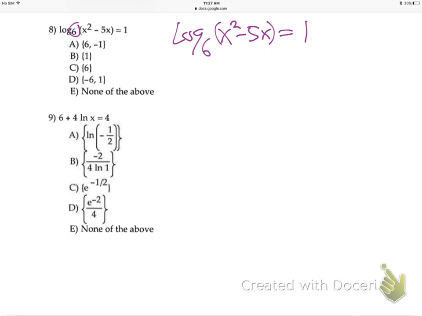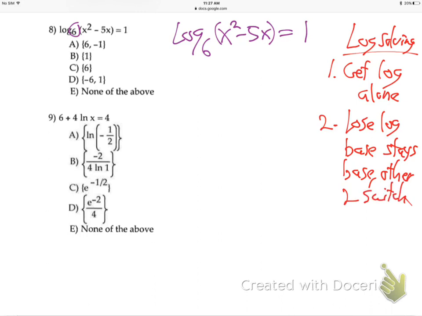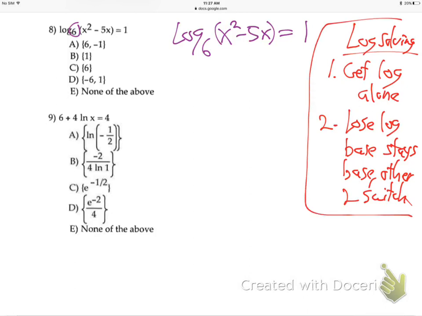Okay, so how do we solve logs? We want to have a game plan for log solving. Step 1 is to get the log alone, which we really don't need to do on number 8. It's already alone. Step 2 is you lose the log. You cross off the log. And when you do, you know the deal: base stays the base, the other two switch. So that's the recipe you want to have on your 3x5 card for solving logs.